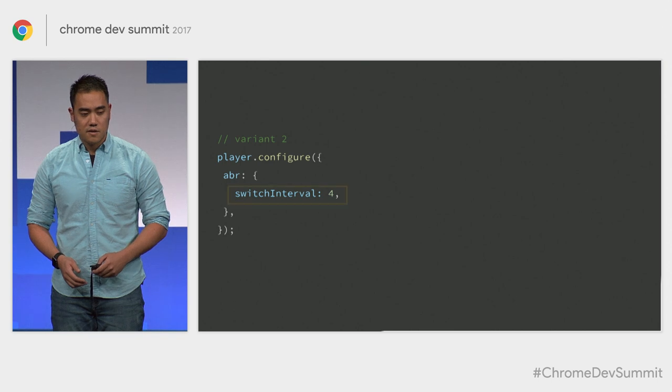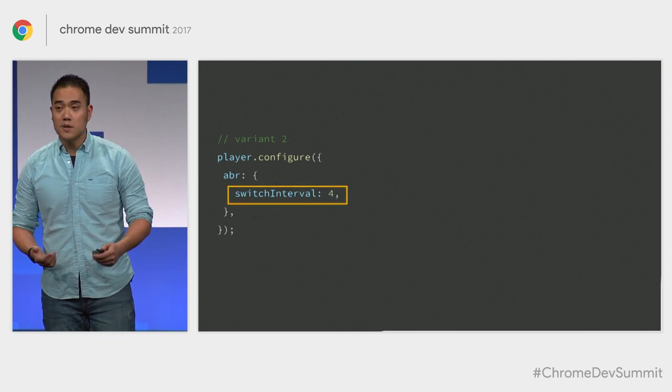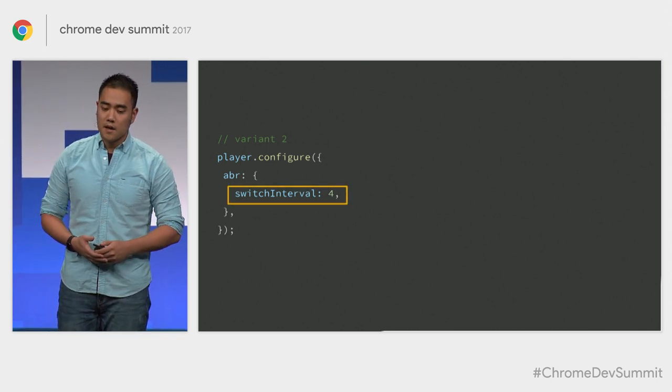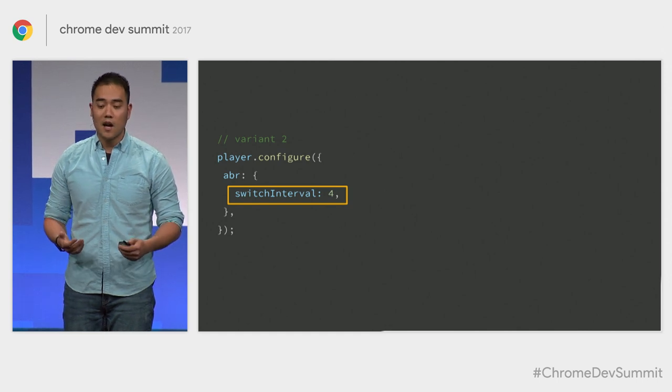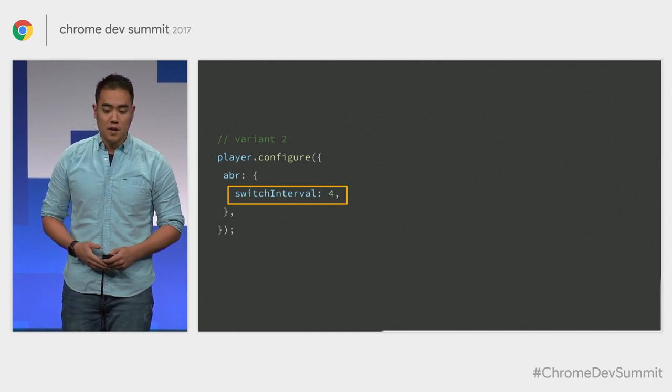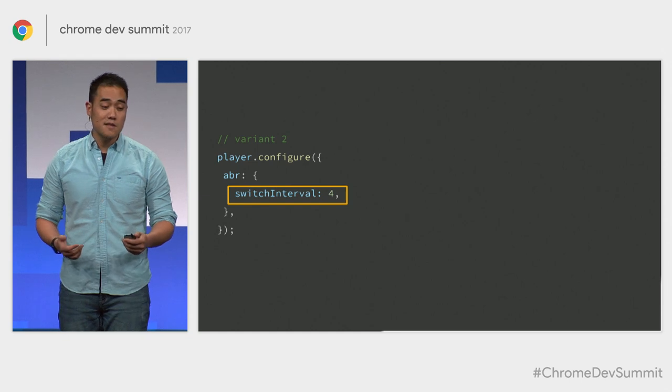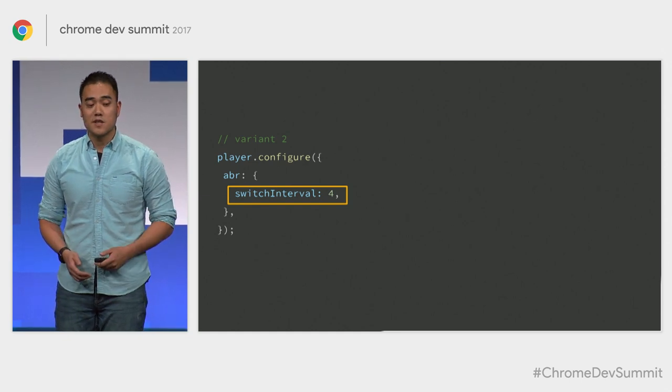So in the second variant, one of the properties we changed was the switch interval. The switch interval is the minimum amount of time before switching bit rates. We wanted to test how a more aggressive switching strategy would impact user experience.